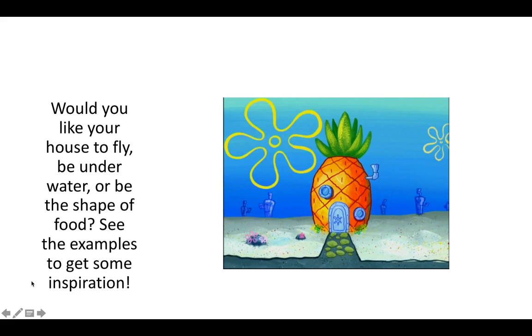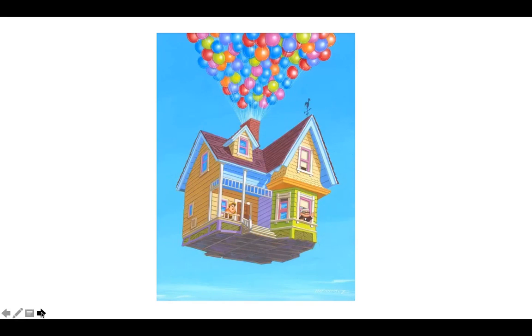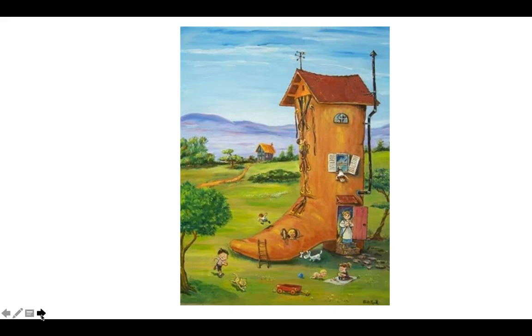We're going to look at some different styles here. This one is a flying house. I think this one's from the movie Up. Have you seen it? It's flying away on balloons. This one is a house created out of a shoe. It's the little old lady who lived in the shoe, on a nice landscape in the countryside.